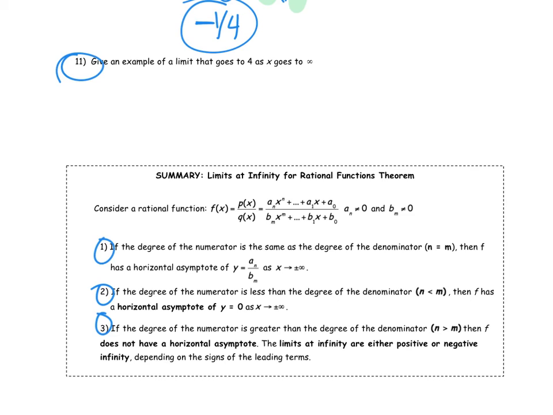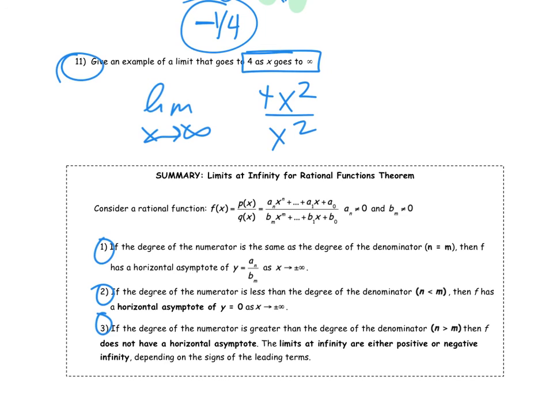All right, so give an example of a limit that goes to 4 as x approaches infinity. So we have the limit as x approaches infinity. We want the answer to go to 4. So an example of a limit that I came up with was 4x squared over x squared. You could have also done, there's infinitely many options here, limits to infinity, you could have done 4x cubed over x cubed. Okay, these are just some ideas.